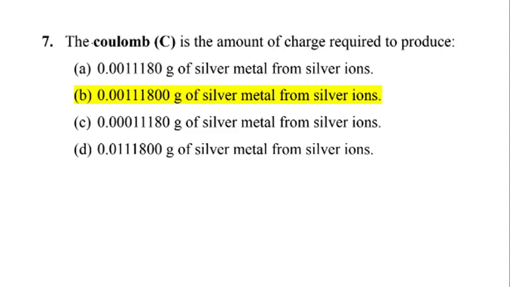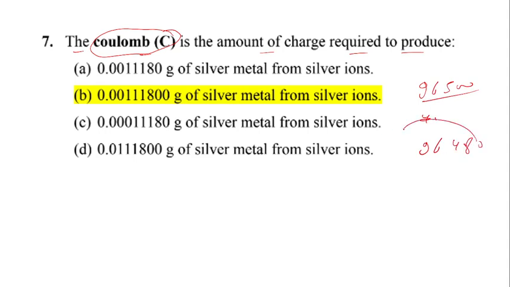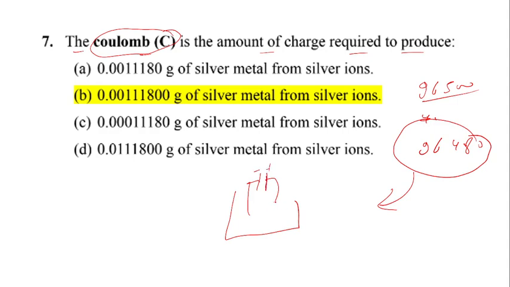Then this is a very simple question. The coulomb C is the amount of charge required to produce. The coulomb charge is fixed. What is this value? 96,000. Generally we calculate by 500, but it is actually 96,480 like that. So whatever you can take. If you are providing this amount of charge in your electrolytic cell, minus, plus, if you are providing charge, then suppose this is the solution of AgCl.